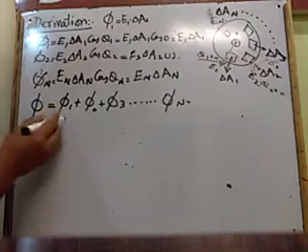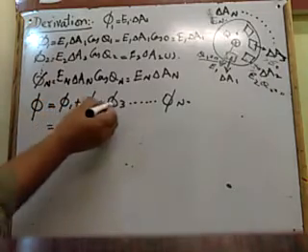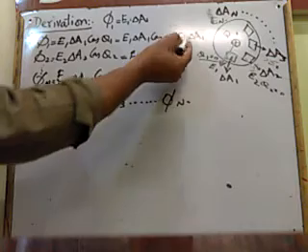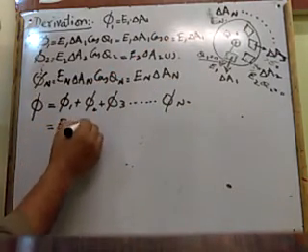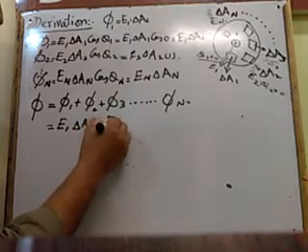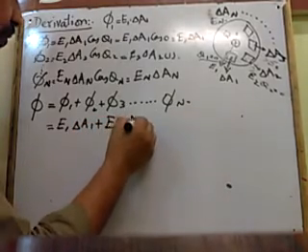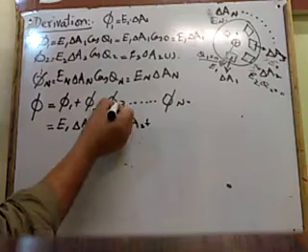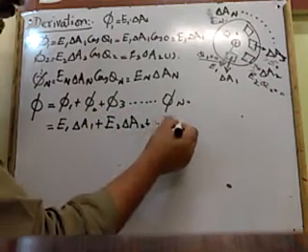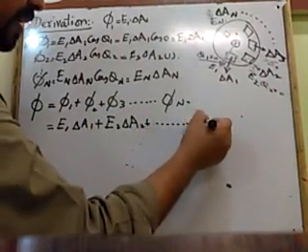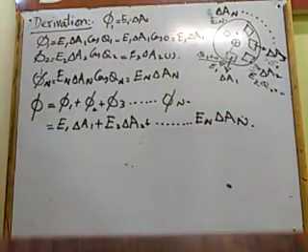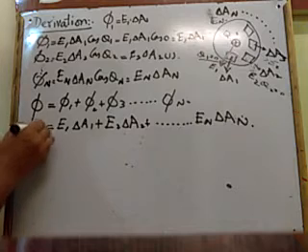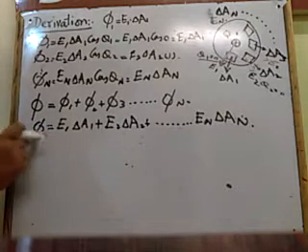So putting the values for phi 1, phi 2, phi 3 and so on: E1 delta A1 plus E2 delta A2 plus similarly E3 delta A3 and so on, En delta An. This is the total flux. We can write it as phi t.